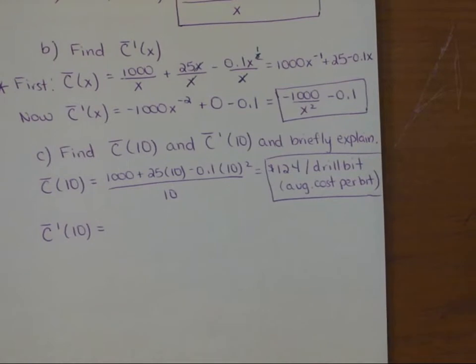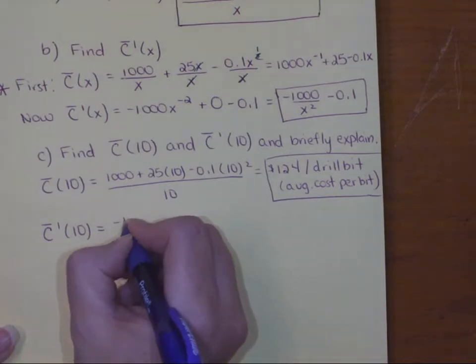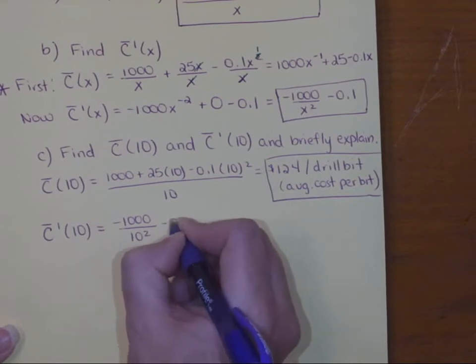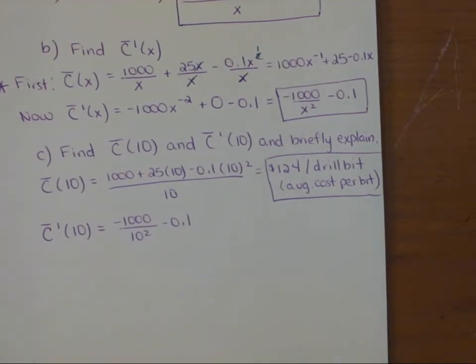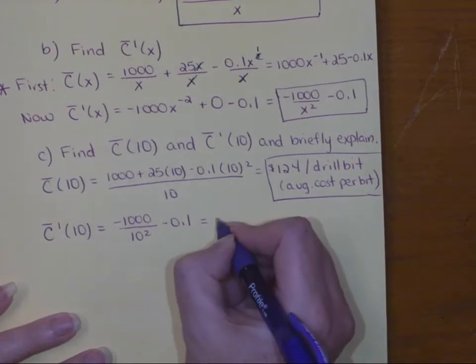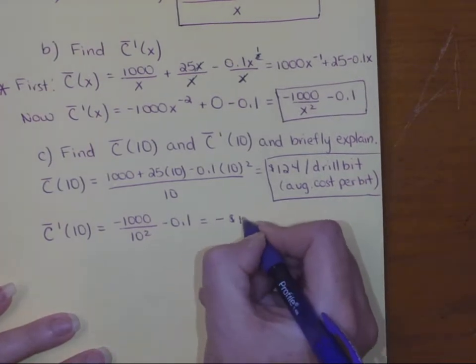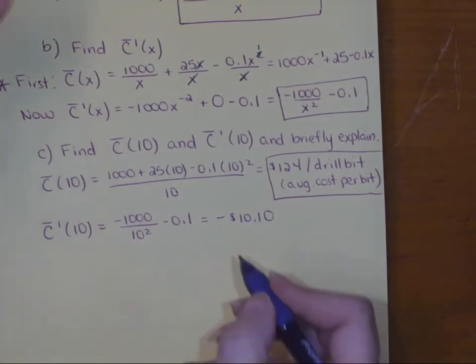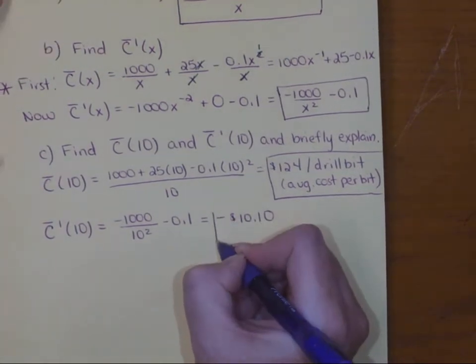So if I'm asked to find C bar prime of 10, that is asking for the derivative. So I need to go back to part B for that and plug in 10. So I get negative 1,000 over 10 squared minus 0.1. So again, use your calculator. But notice we get a negative amount, so it's negative $10.10. Don't be alarmed if you get a negative value.